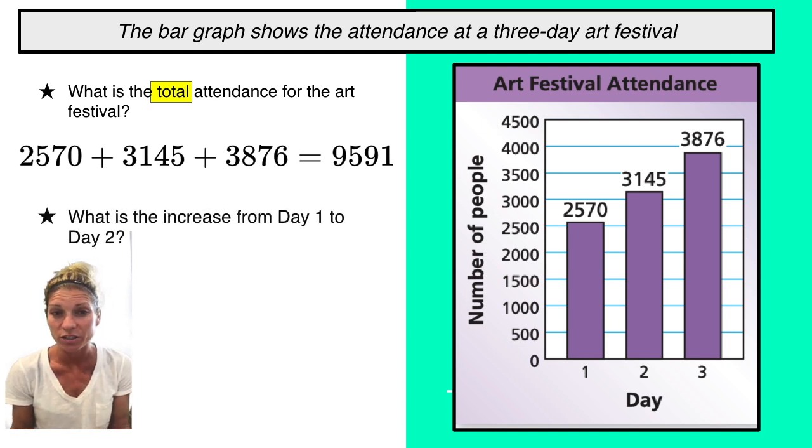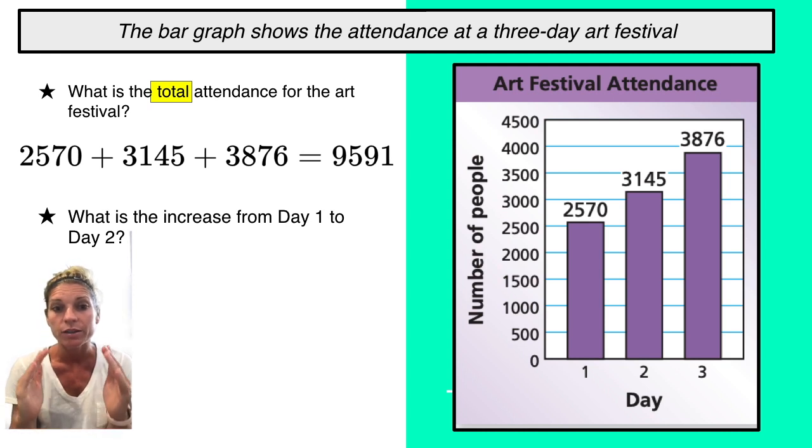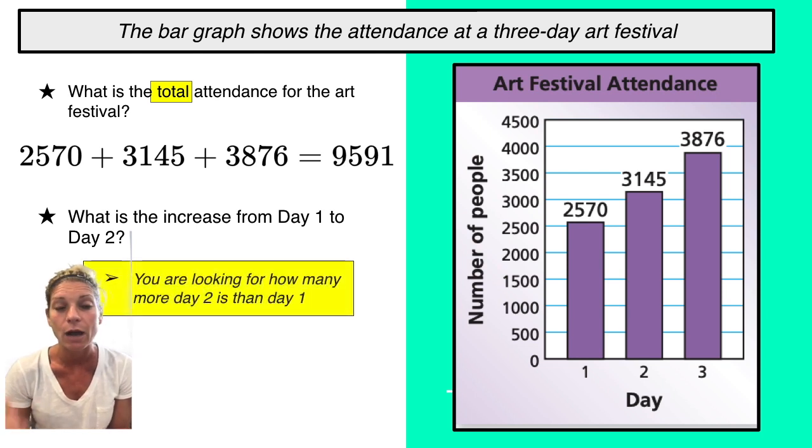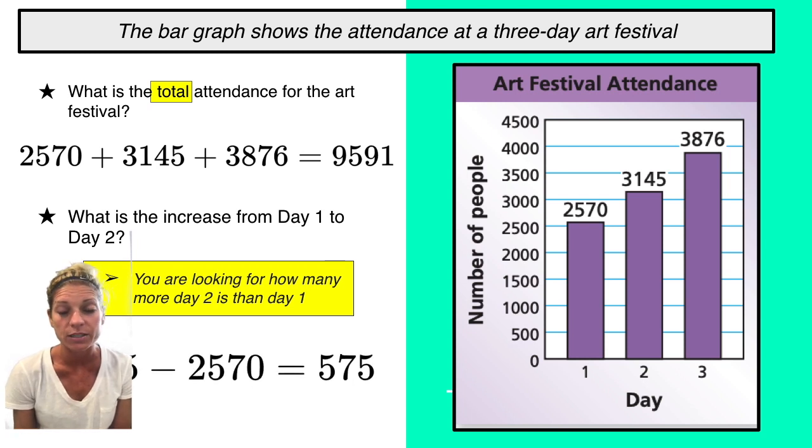Then we might have a question that says, what is the increase from day 1 to day 2? Which means there were a different amount of people from day 1 to day 2. Different means difference. So we have to look at how many more people there were on day 2 than there were on day 1, which means that we're going to be using subtraction. So 3,145 minus 2,570 gives us 575 more people attended on day 2.